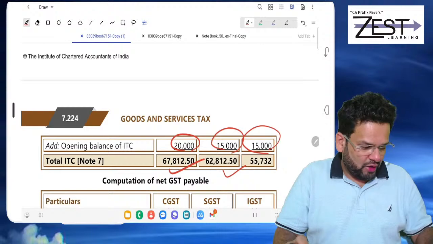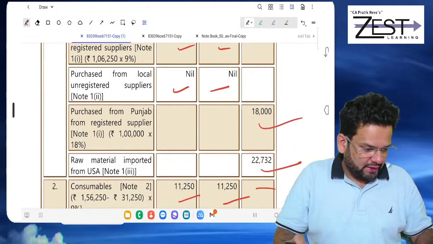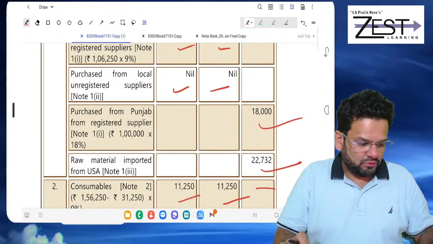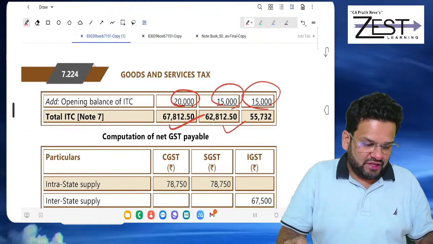And lastly, go for IGST. 15,000 plus 18,000 plus 22,732. That's it. So 55,732.